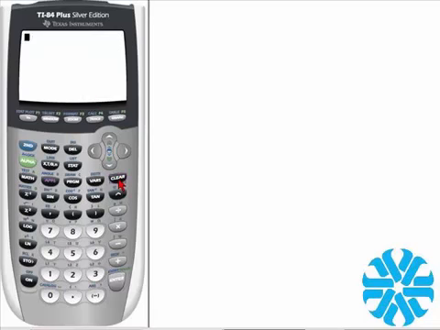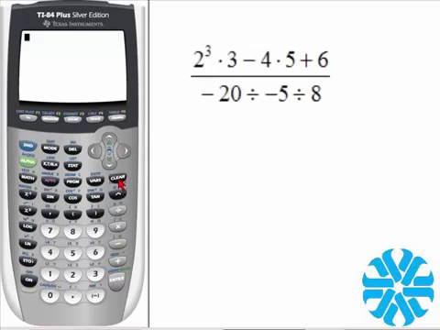In example 2, we're going to evaluate the expression. So let's go ahead and compute this. It's going to be the same situation. We're going to start out with the numerator by starting with the left parenthesis. So that's going to be 2 cubed, so 2 raised to the third power, times 3, subtract 4, multiplied by 5, and then added to 6. And that's the numerator, so we need to close the parenthesis.